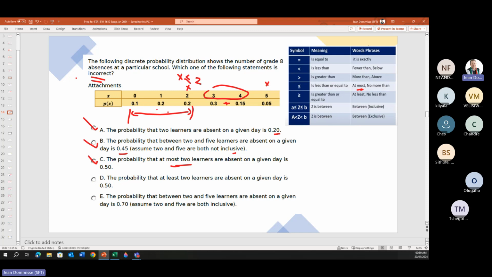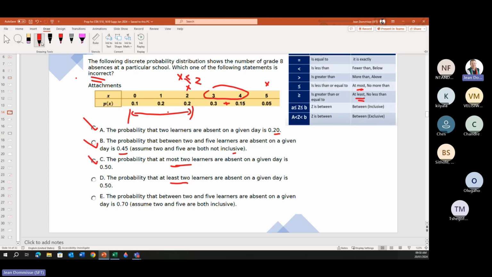Okay, correct. And that's why I like this table, so that one can really easily see the probability that at least, bigger or equal to 2. So now it changes around.